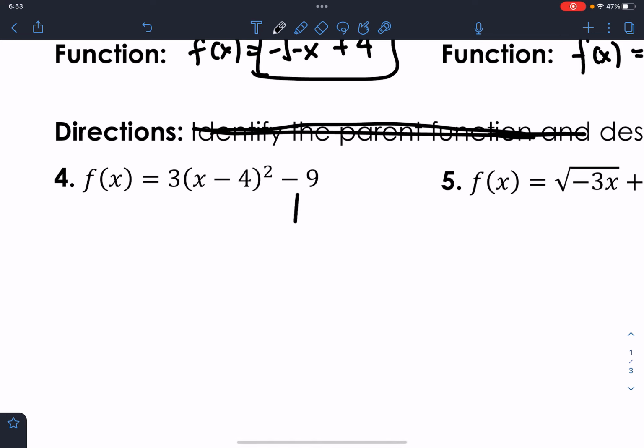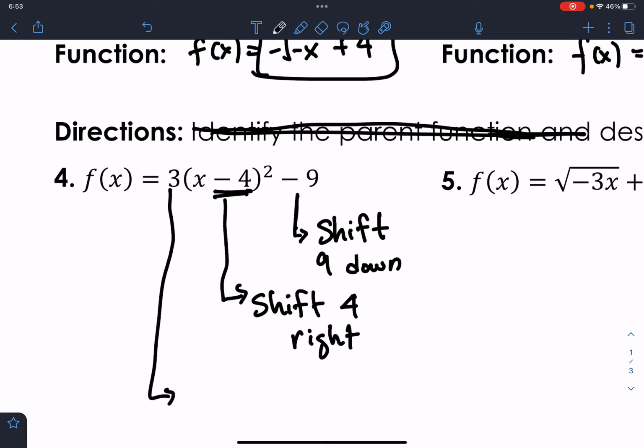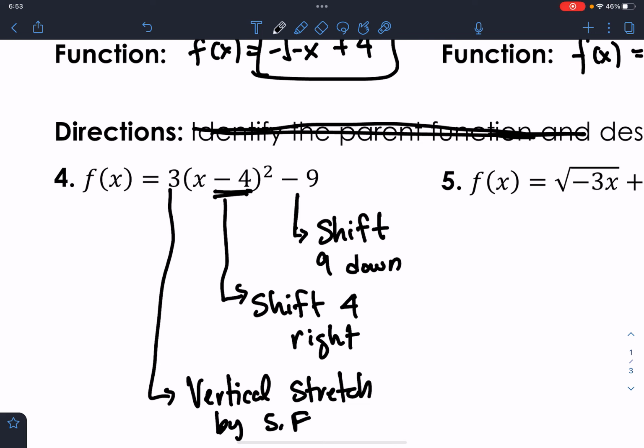So the 9, this is going to result in a shift of 9 units down. So we shift 9 down. The 4, subtracting 4, that's going to result in another shift, but 4 to the right. And the 3 is going to result in dilation, specifically a vertical stretch by a scale factor of 3.